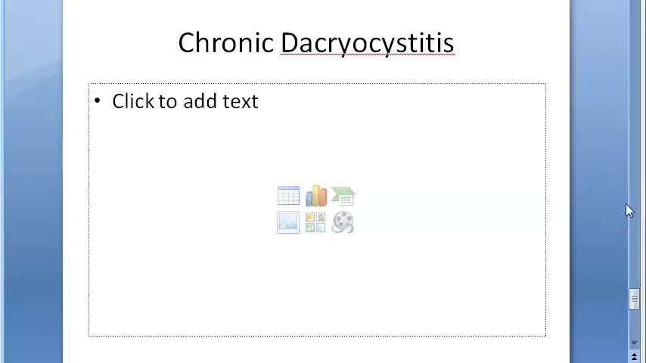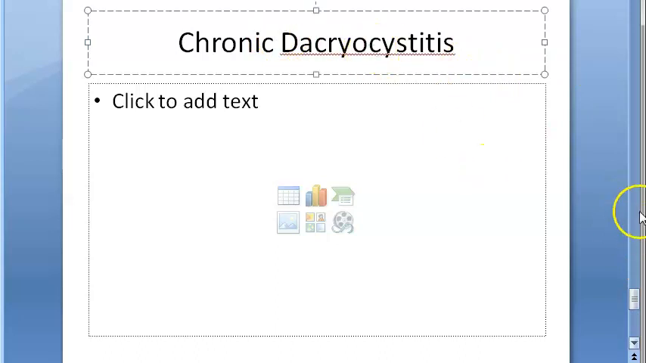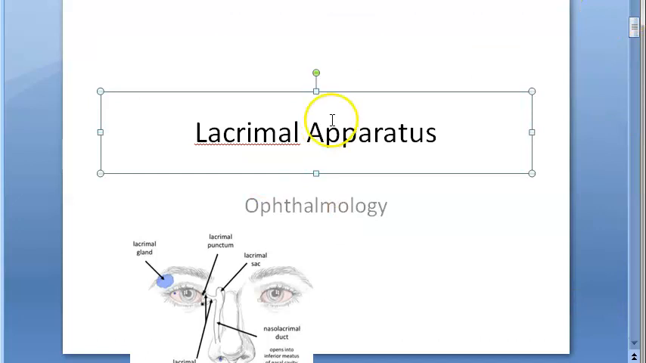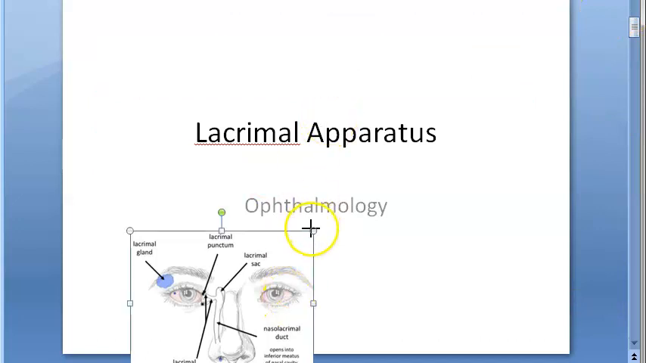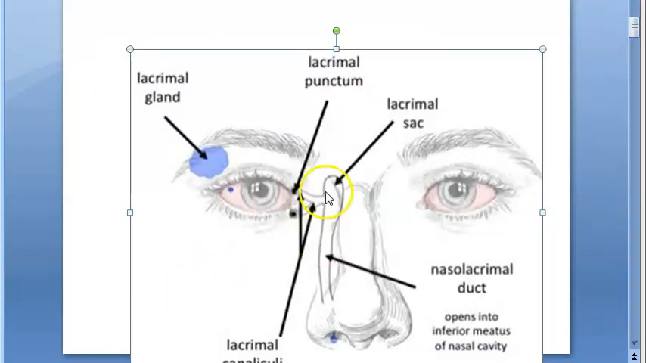Hello people, so let us look at chronic dacryocystitis. Till now you saw the lacrimal apparatus structure and all that, right? So you have seen that this is the lacrimal sac. The inflammation of this lacrimal sac is dacryocystitis. Here we are looking at a chronic condition where it is always inflamed, right?